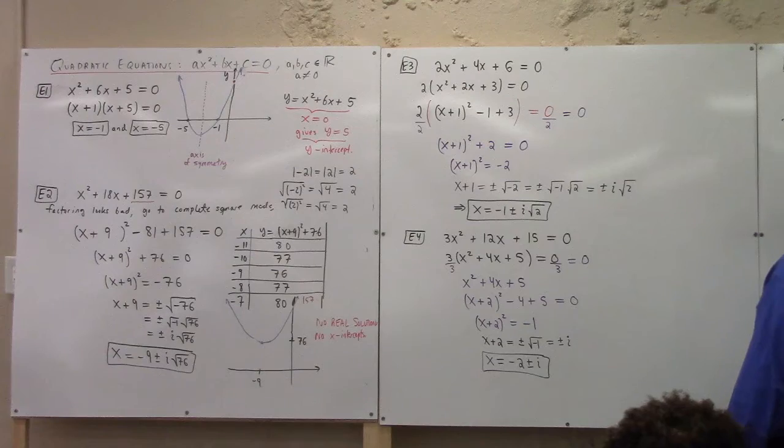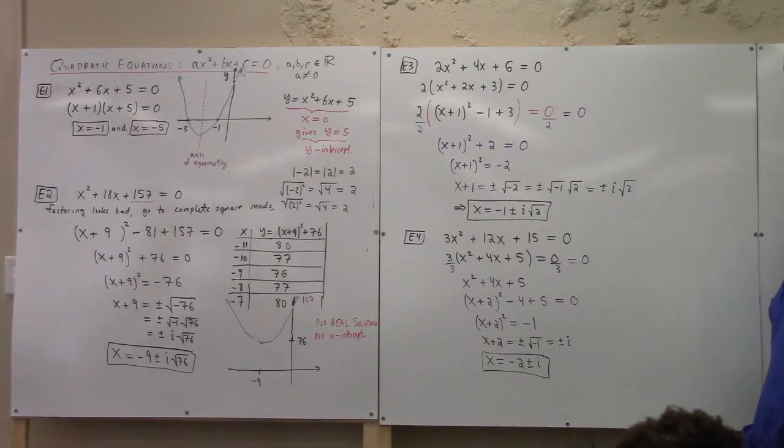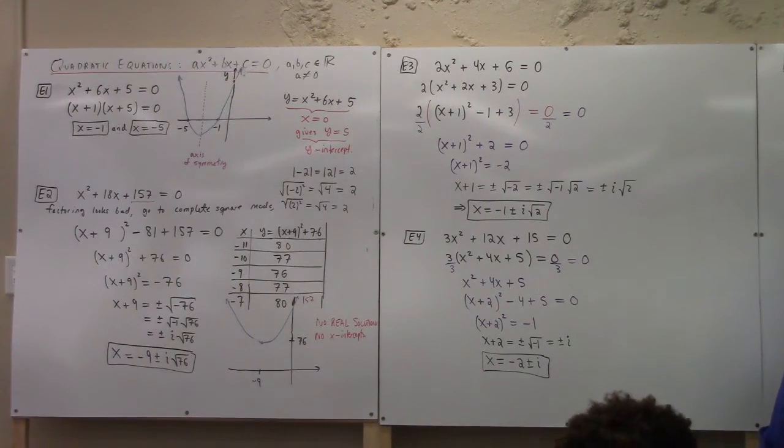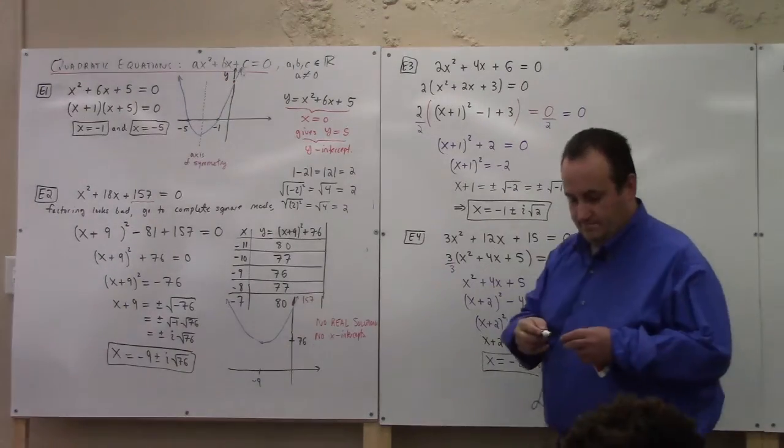Let's see here if I can come up with an interesting one. How about 13x squared plus 26x plus 2 equals 0. Let's see if we can solve this one.